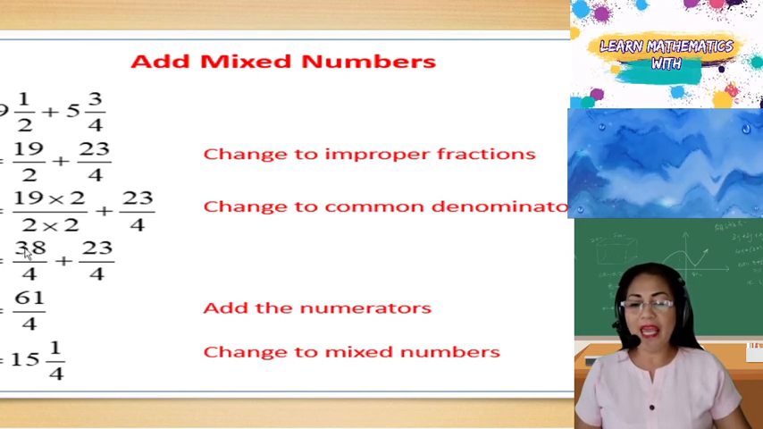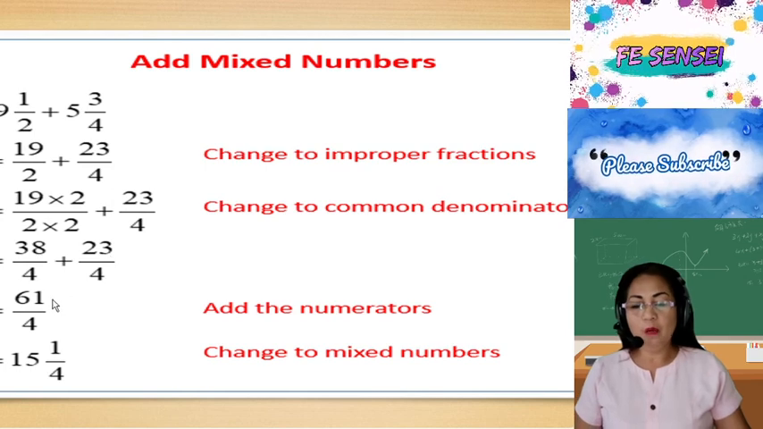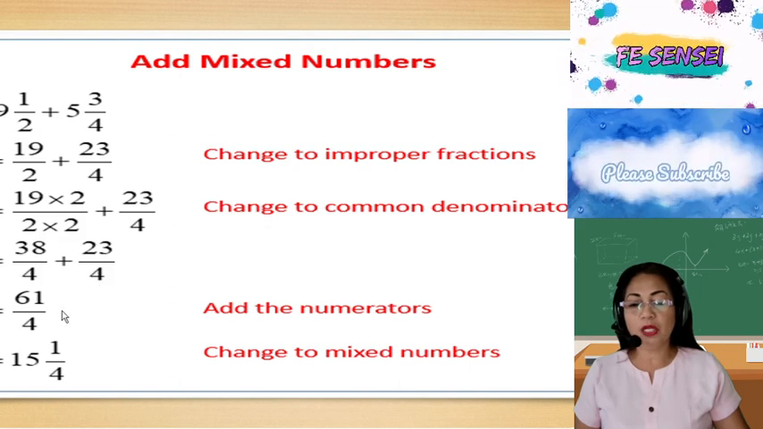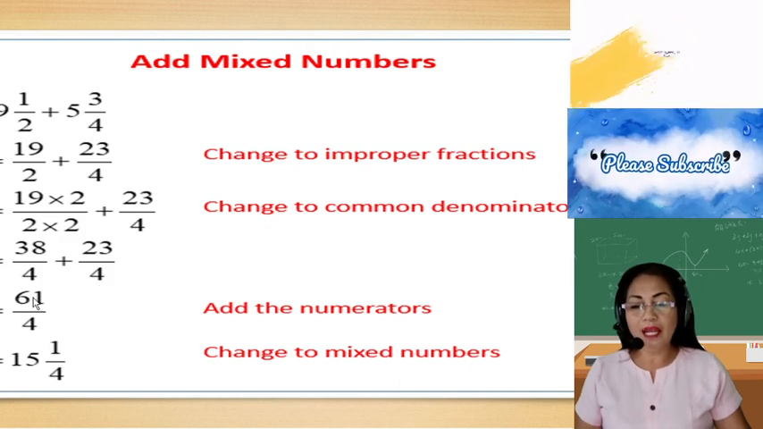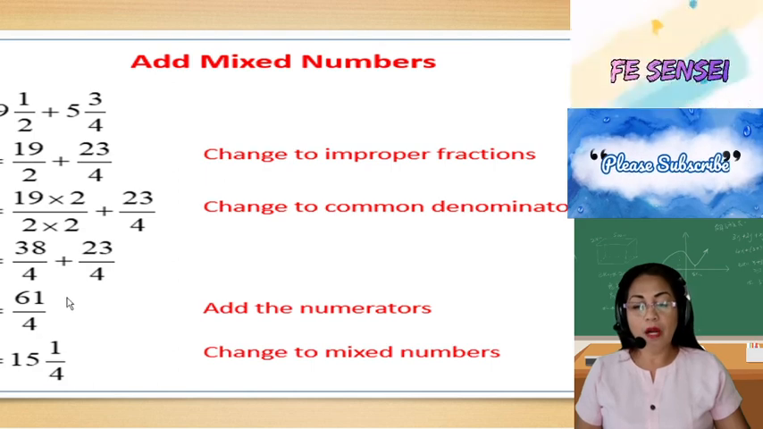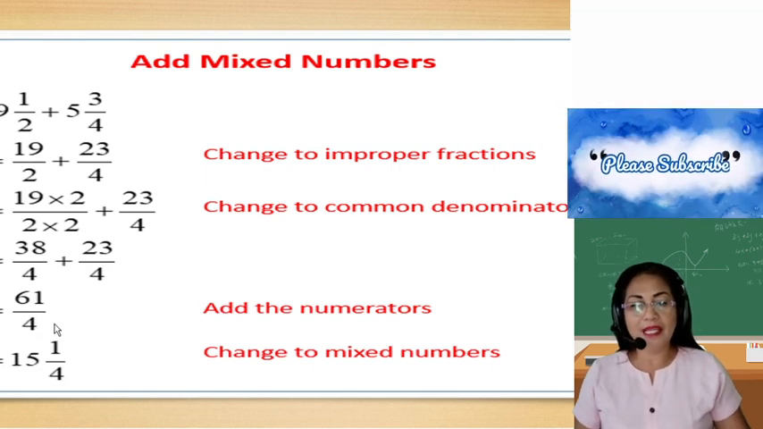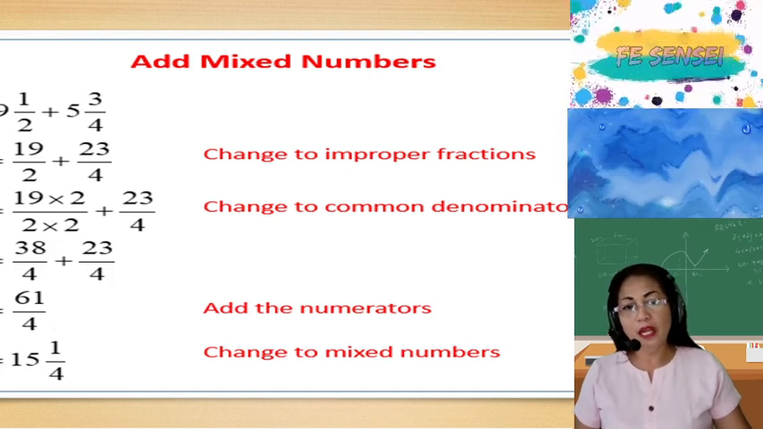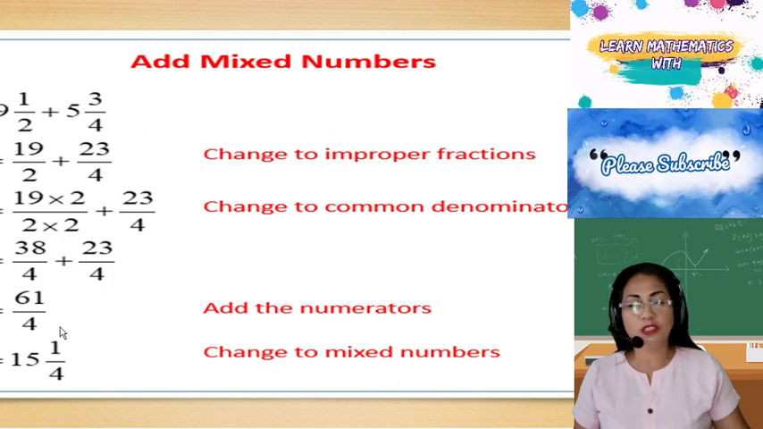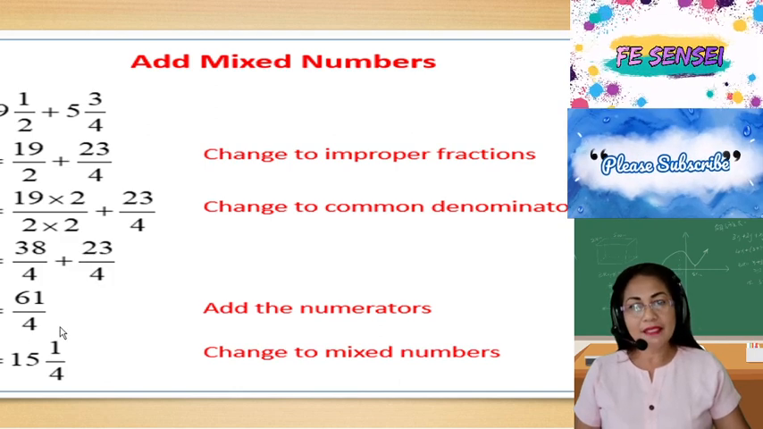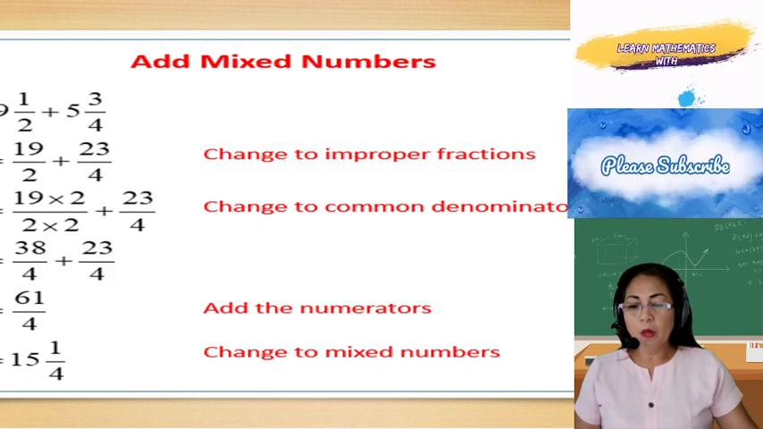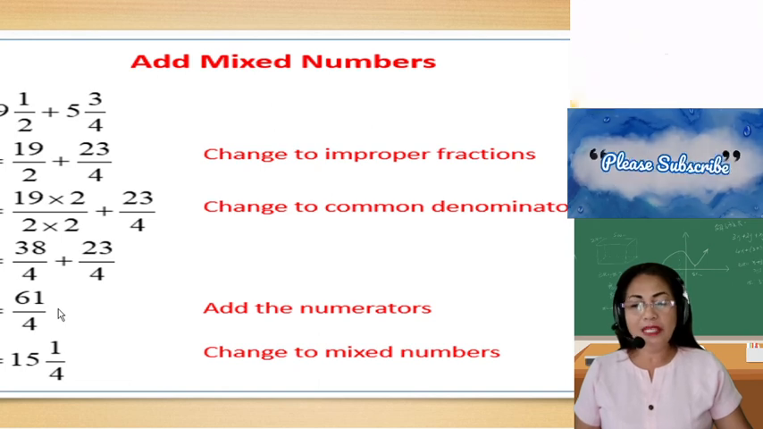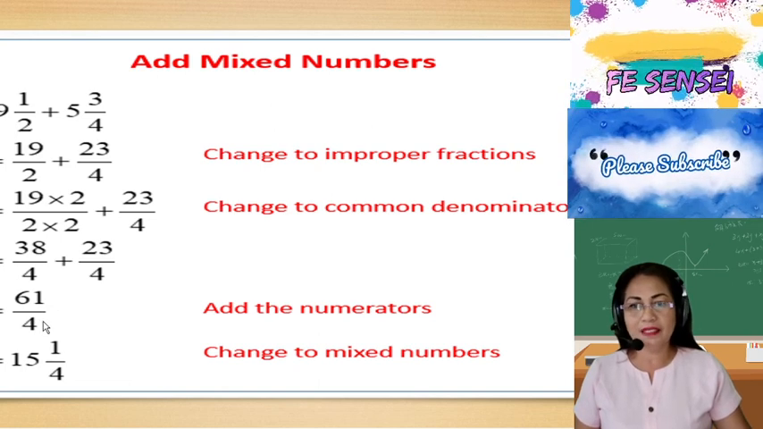So 38 plus 23 equals 61. And copy the common denominator 4. So 61 over 4. And 61 over 4 is an improper fraction. To reduce improper fraction, we're going to change this improper fraction into a mixed number. So, again, to change it to a mixed number, we're going to divide the numerator by its denominator.